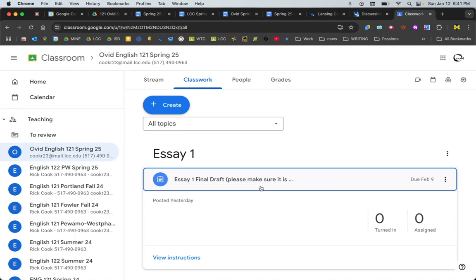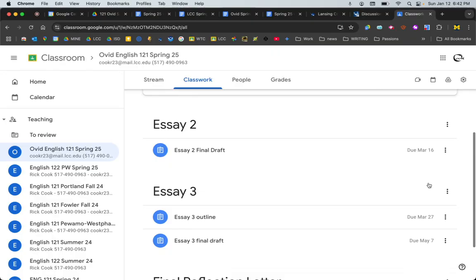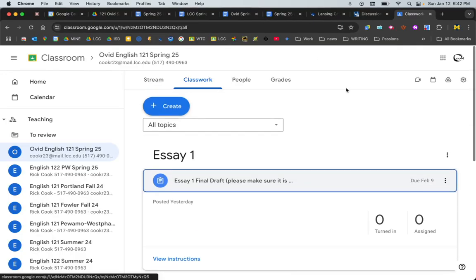So this assignment, Essay 1, final draft. I'm sure you're familiar with Google Classroom. I'm sure Ovid uses it. Most high schoolers are really familiar with it. Make sure you submit it as a Google Doc, and the due date, February 9th, is always 11:59 at night. When something is due, please make sure you're submitting on time.